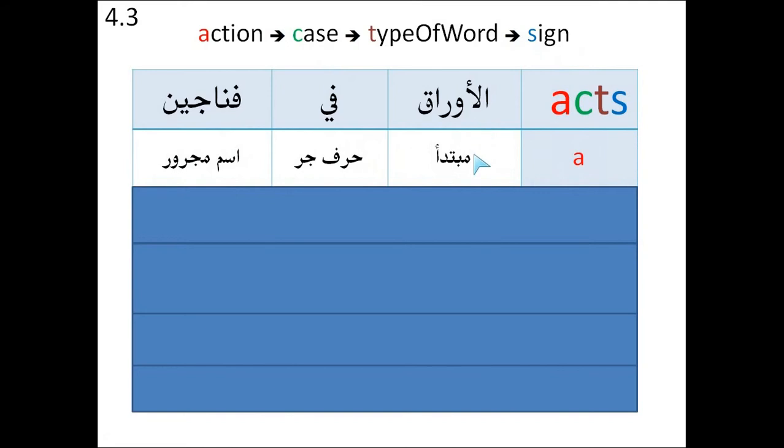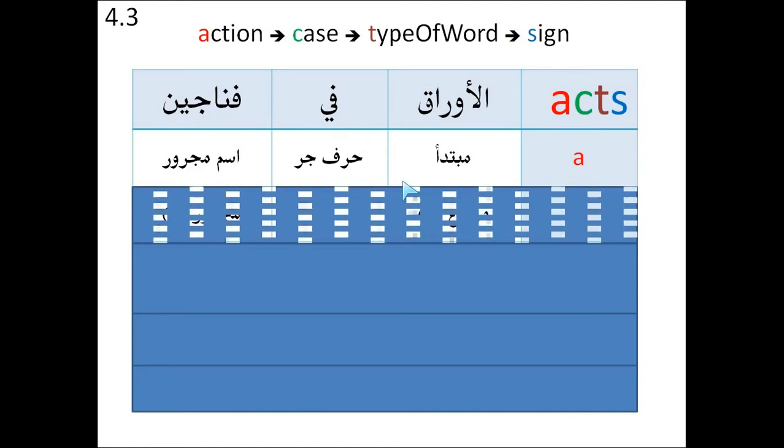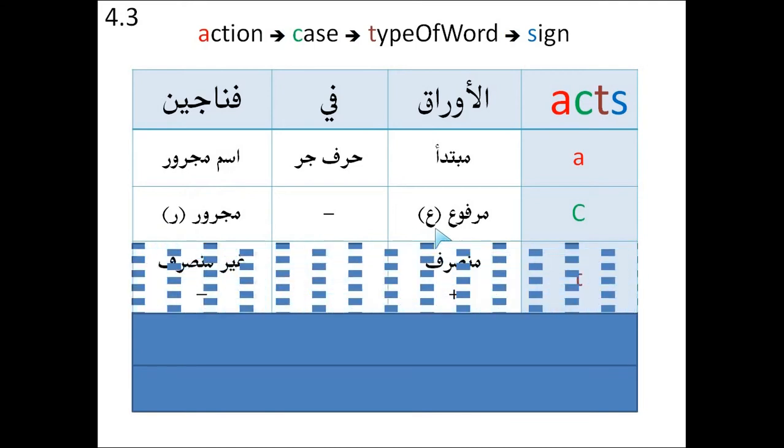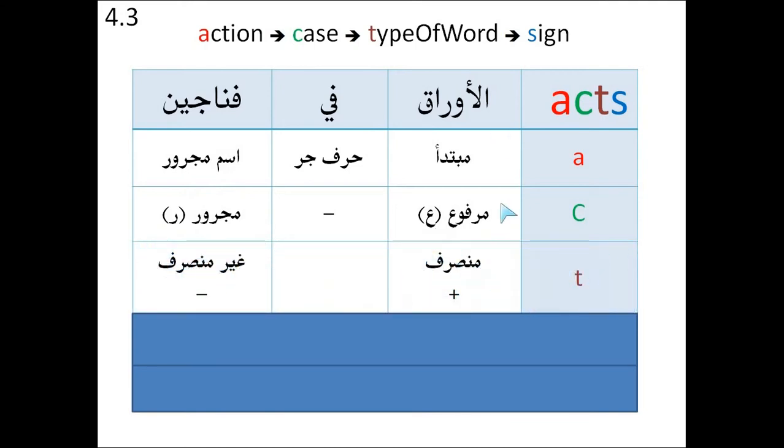So al-awraq is the mubtada, fi fanajin, fi is a harf jar, and fanajin is ism majroor, a word occurring after a harf jar. So we don't deal now with fi because acts analysis only applies to nouns. Every mubtada is marfu' and every ism majroor is majroor. This is the hal or the case. The word awraq is munsarif and it is ma'rifah. It's got a plus. Why?